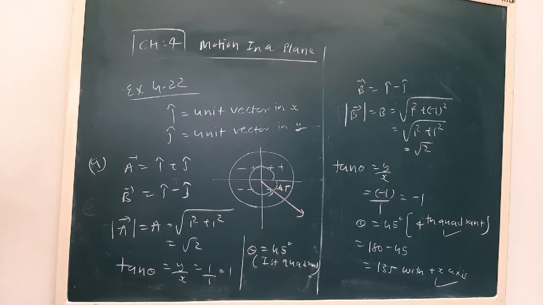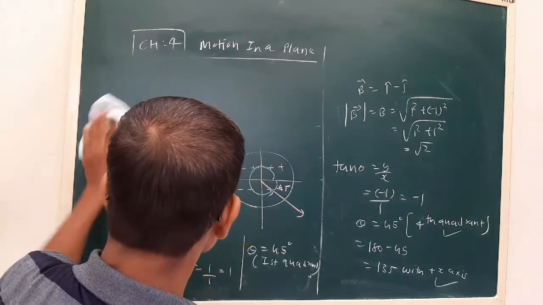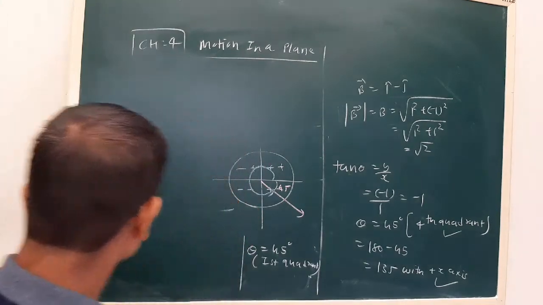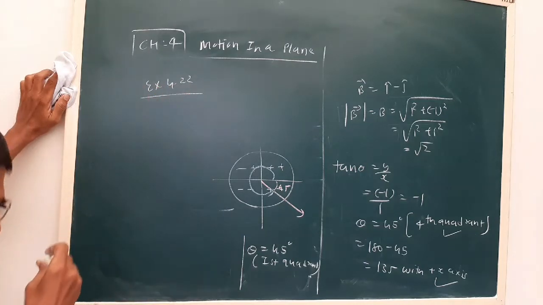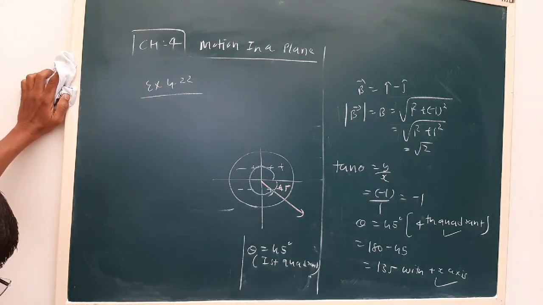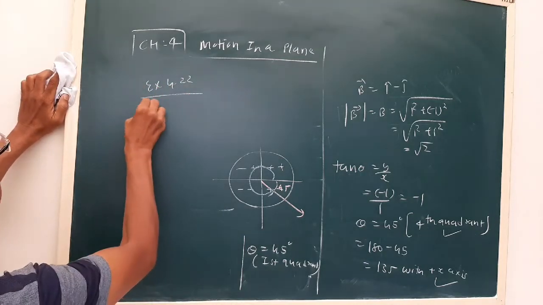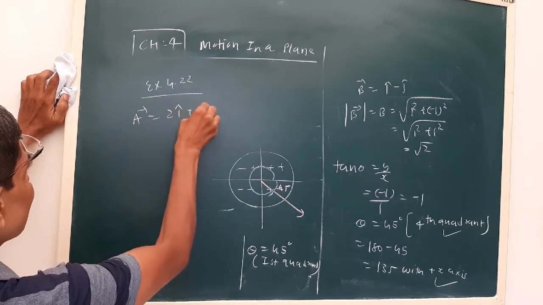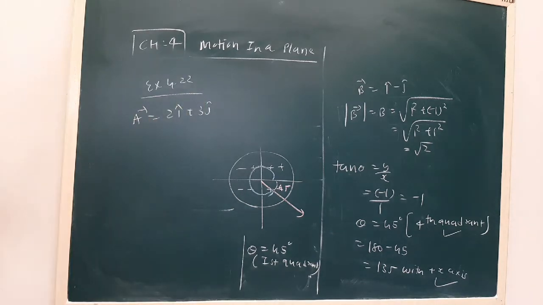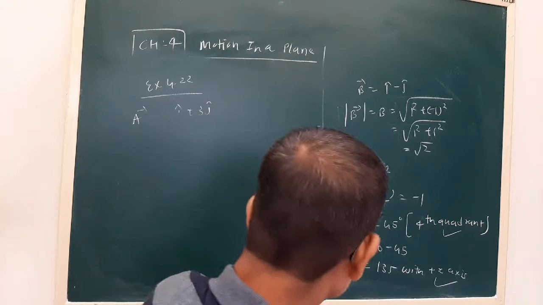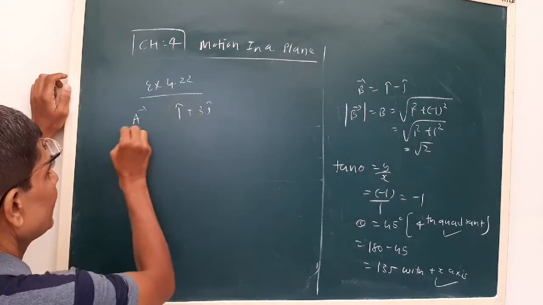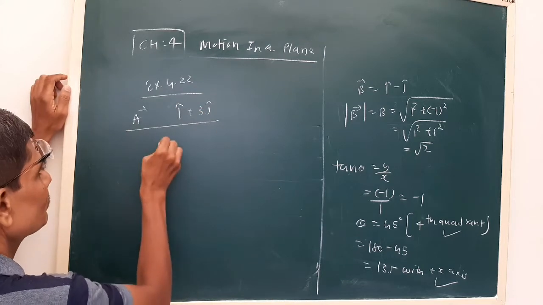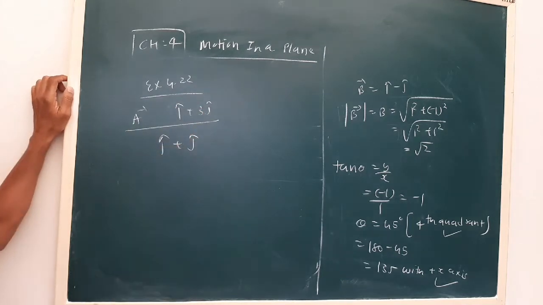Now the second part of the question says, let us say vector A is 2i plus 3j. Now this one is interesting. We have to find out the component of vector A in the direction of i plus j.